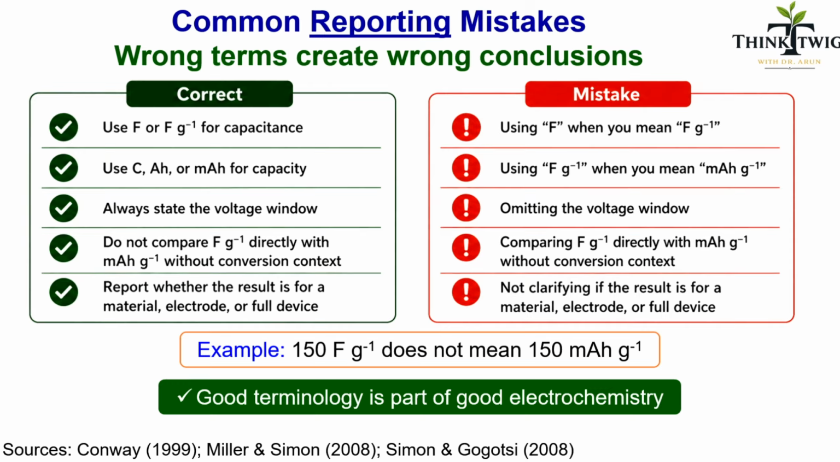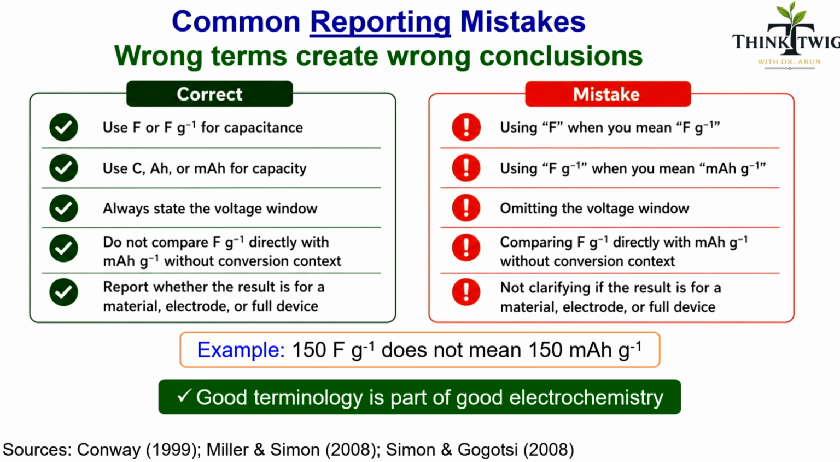Here is a very clear example. 150 farad per gram does not mean 150 milliampere per gram. Another mistake is leaving out the voltage window, which removes important information about the measurement. Then we have direct comparison between farad per gram and milliampere hour per gram without proper conversion or proper explanation. That can give the reader a wrong idea about performance.